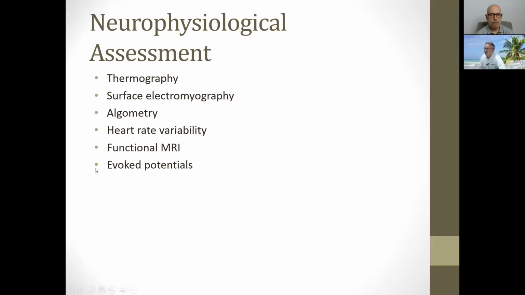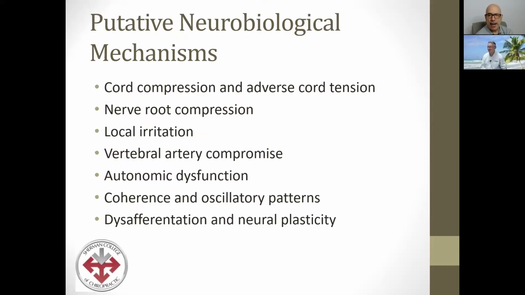And then we have the conventional neurological stuff that some of you may have had done by referral, things like evoked potentials. Yep. And all of these are ways of assessing the neurological component of the vertebral subluxation. And easily 4 of those we can have in our office at any time. Yeah, they're very feasible to have in your office.